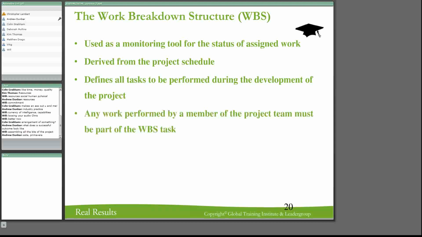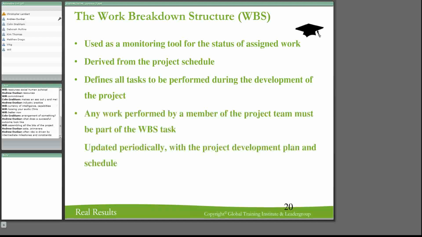Any work that is performed by a member of the project team must be part of the work breakdown structure. That is so critical. The project team member is often going to be a leader in his own part anyway, so you cannot have project team members left out of the work breakdown structure. That's where the accountability comes in. Not part of every task, but he's going to be part of the tasks that team member is going to be responsible for.